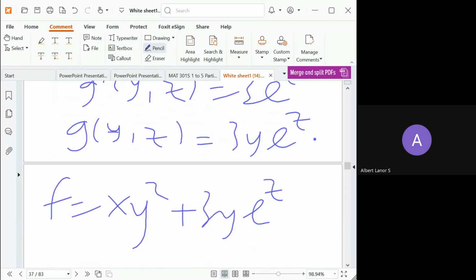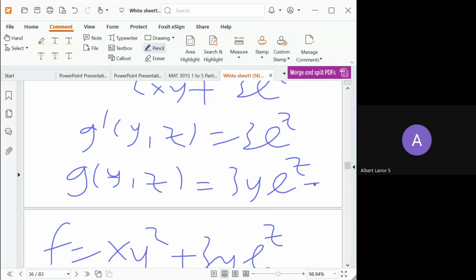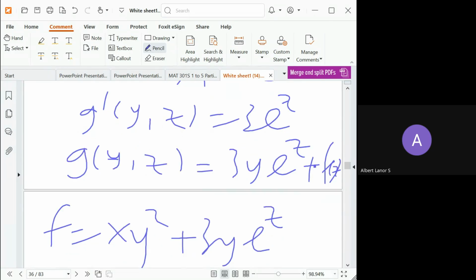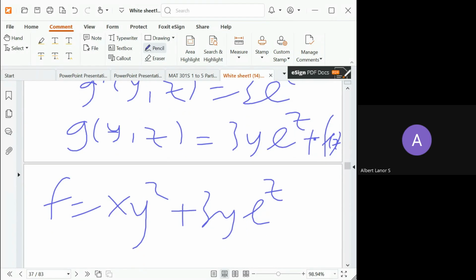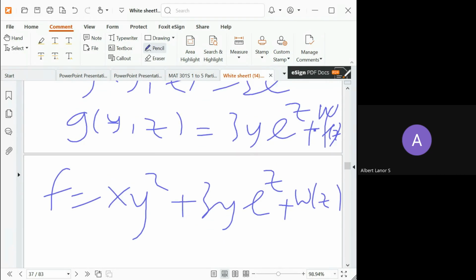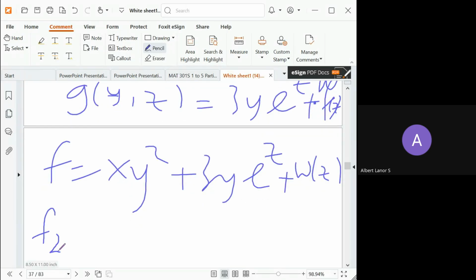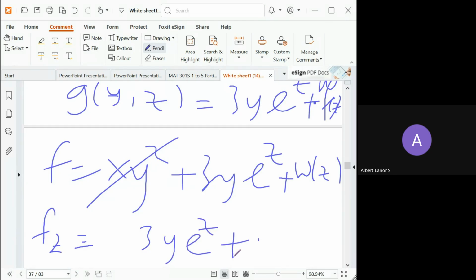Now, let me mention that I will need to add another function of z. So when you integrate a function, you need to consider the constant. So I'm going to add this one. Let me call it w of z so that it doesn't conflict. Now, I'm going to differentiate this function with respect to z. If you differentiate this function with respect to z, the first term will go. Then you have 3y e^z plus w prime of z.